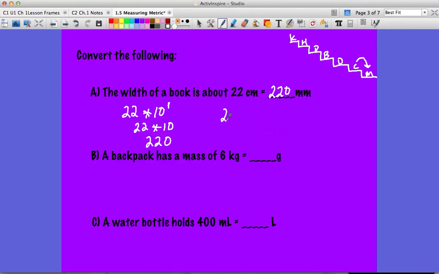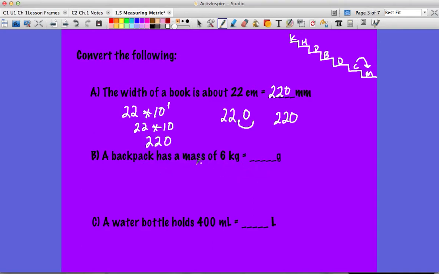The other way you can look at this is you have 22 centimeters. The decimal starts here. Because you're moving one stair, you're moving one decimal place to the right. Again, giving you 220 millimeters. They're both the same thing. Work-wise, I would think this would be a little bit quicker. However, you need to understand that this is what's going on. So we can try again.